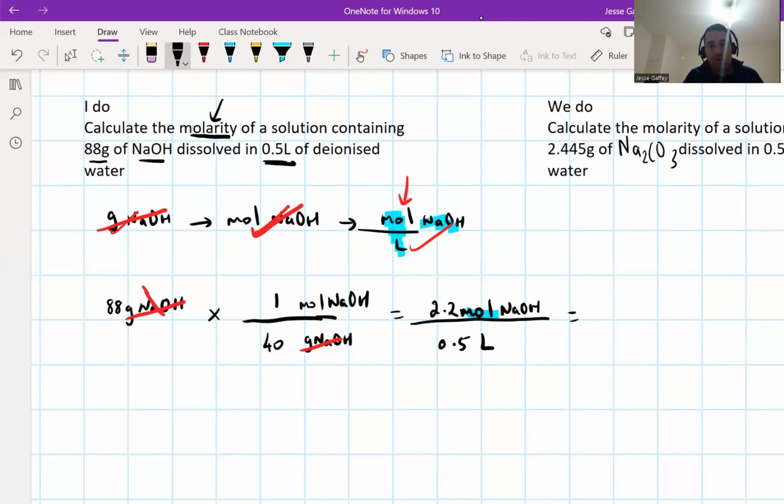And that gives me 4.4. 4.4 molar. Okay, NaOH.